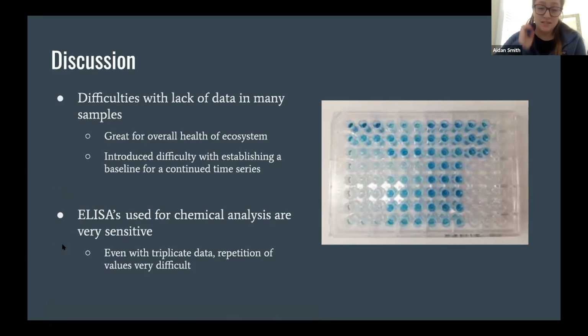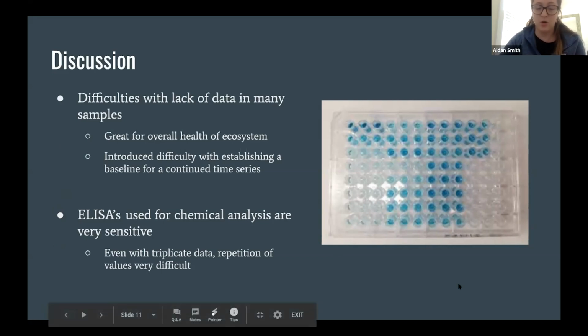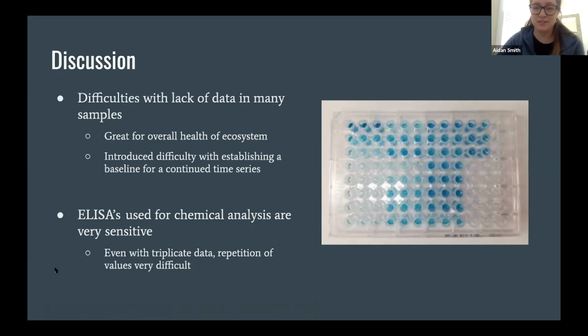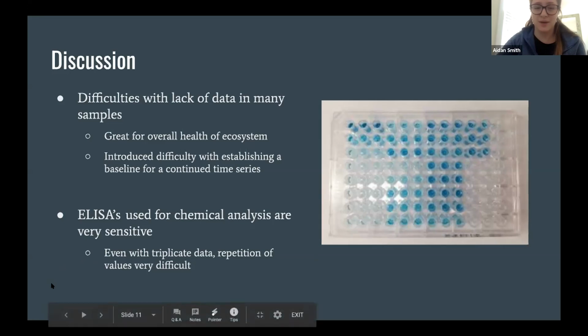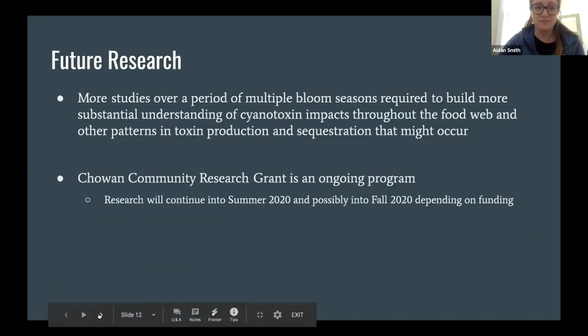And then the ELISAs that we use for chemical analysis, which are pictured here on the right, are really sensitive. There's a lot of micropipetting that has to go on, and if there's any cross-contamination at all, it can completely ruin the whole plate. So that was definitely really difficult. Learning how to do that was helpful and definitely good experience, but a long process, and you had to be really, really careful. And even with triplicate data, it was really difficult to find repetition of values as well.